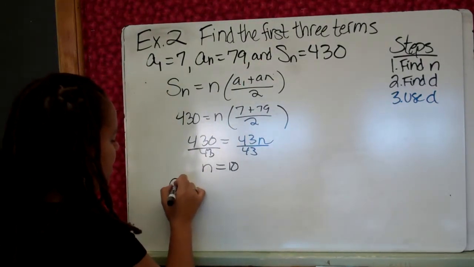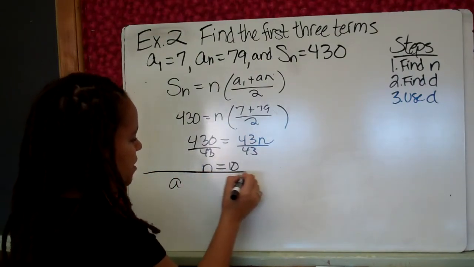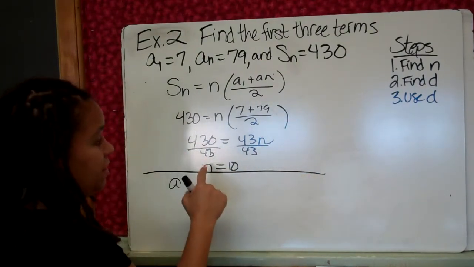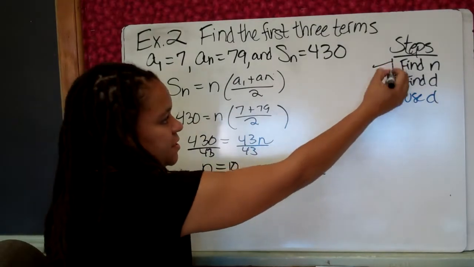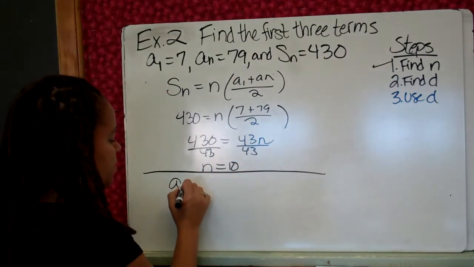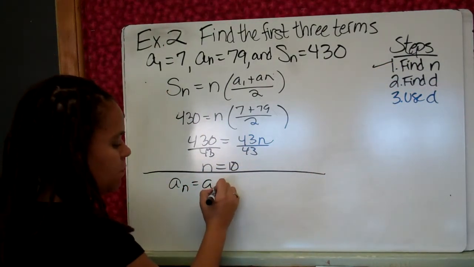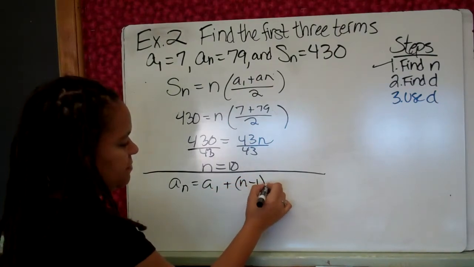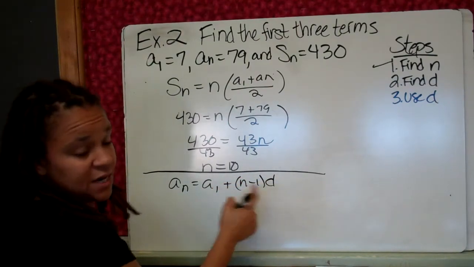So we can use a sub 1. Let's see, we're done here. Now we found n, we want to find d. So we're done with this, now we're here. We want to use a sub n is equal to a sub 1 plus n minus 1 times d, because now I have all of these and I can find d.